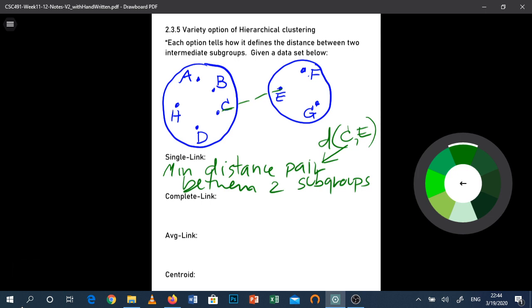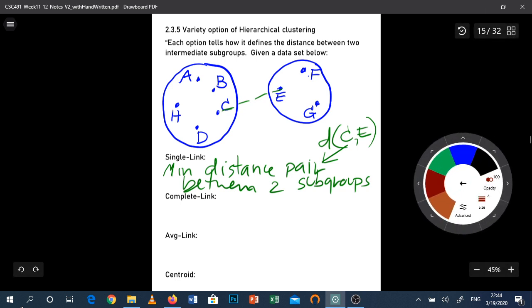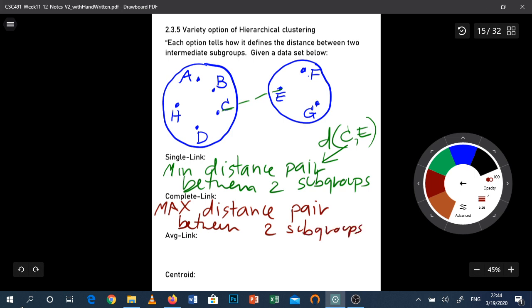And similarly, complete link has another interpretation. Complete link takes the maximum distance pair between two subgroups. So from this tiny data set, the maximum distance pair tends to be the distance between H and F. So in this case, it is the D of H and F.